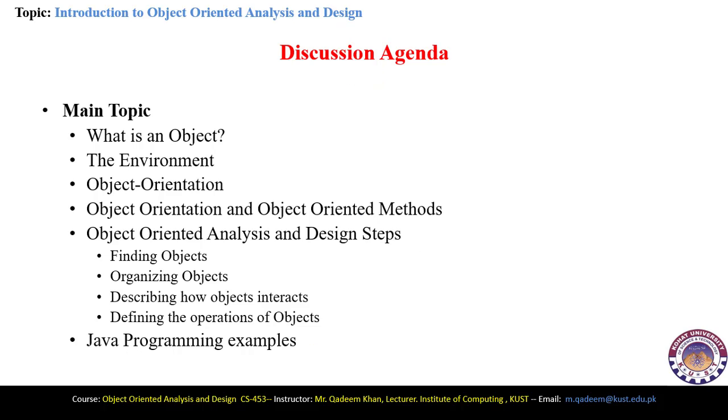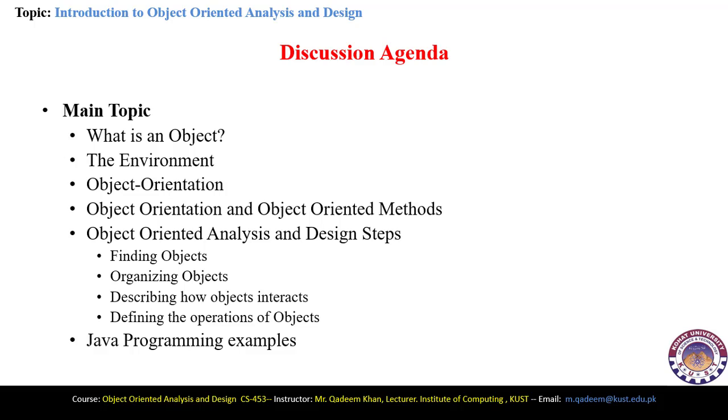This is the discussion agenda. It contains the topics of, first of all, we will explain what is an object, then the environment of the object. Also, we will explain the object orientation, and we will also explain object orientation and object oriented methods. So these are two different methods for representing the objects, the object orientation and object oriented methods.